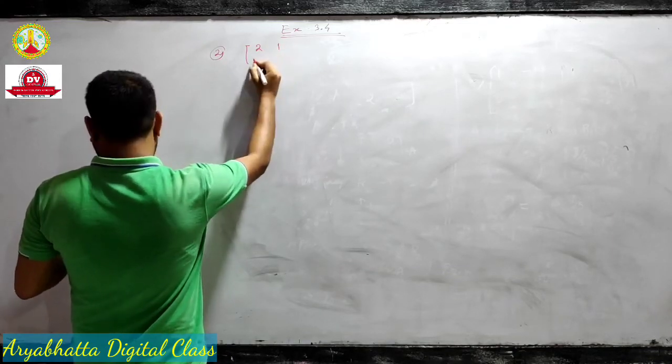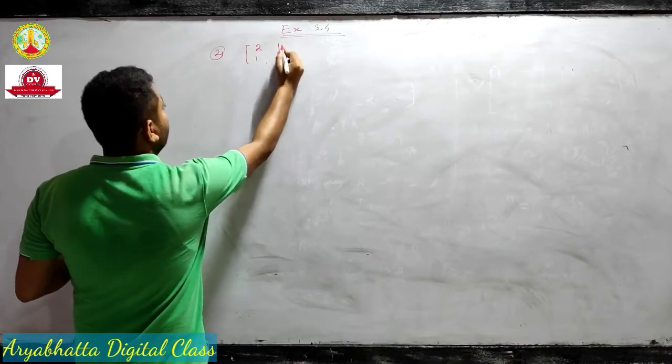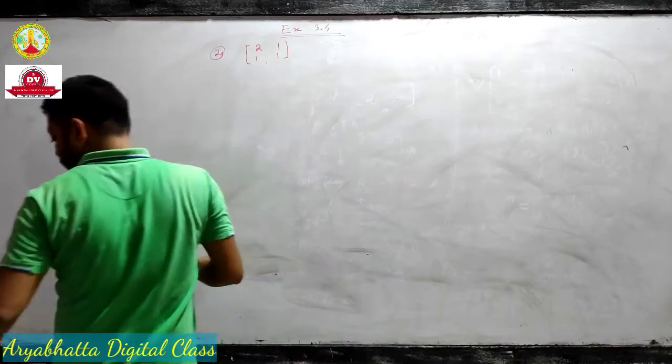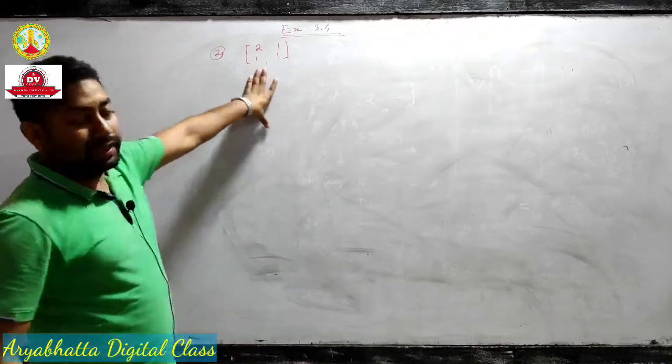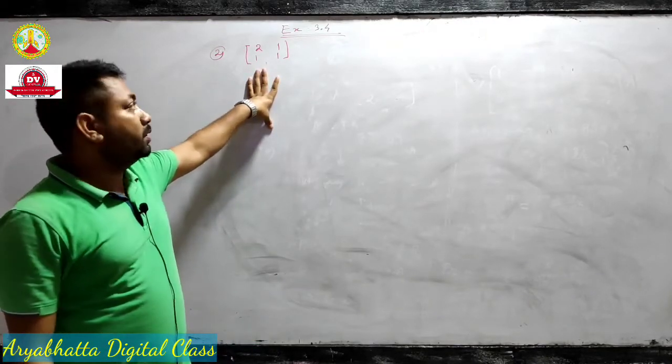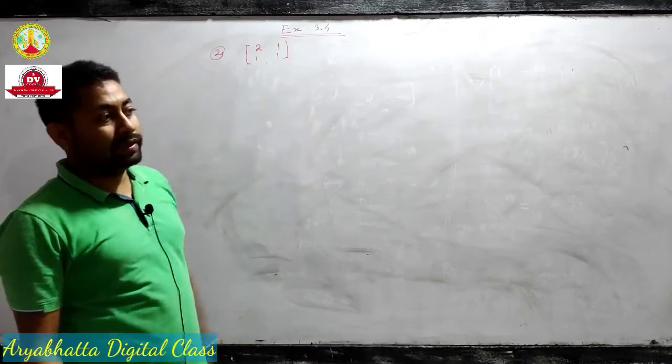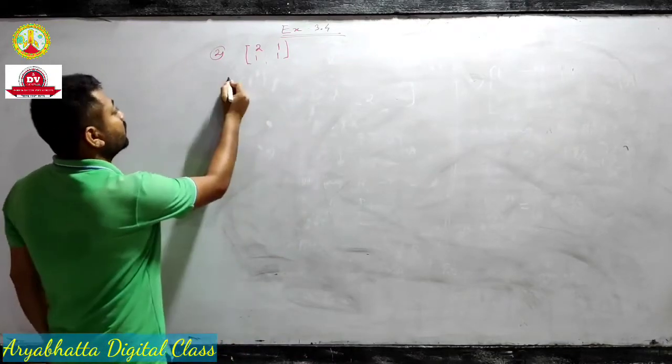The matrix is 2, 1, 1, 1. Find the inverse of this matrix by using elementary transformations. Solution.